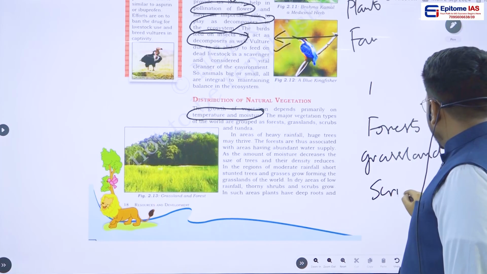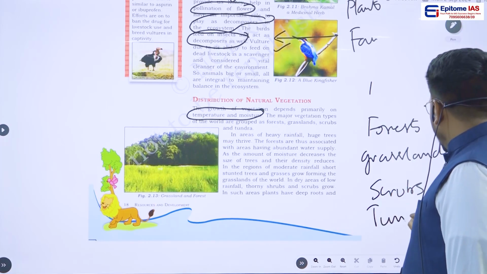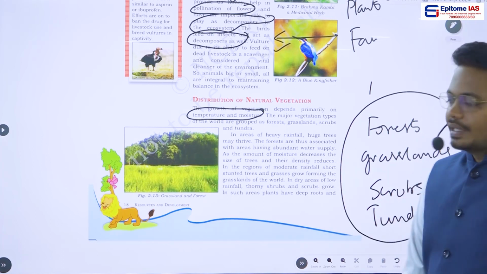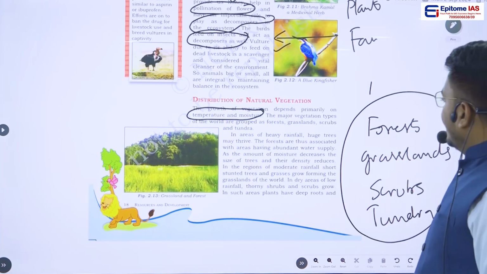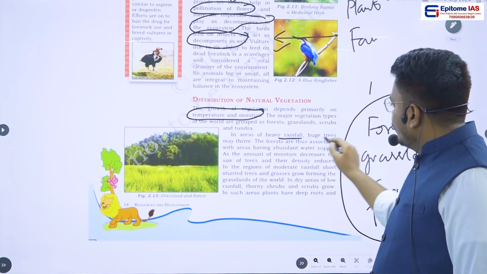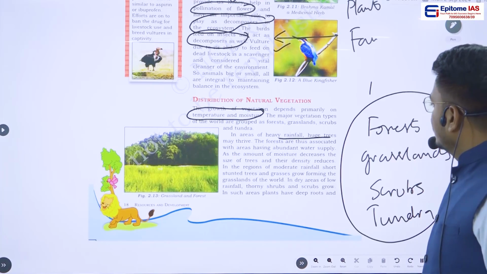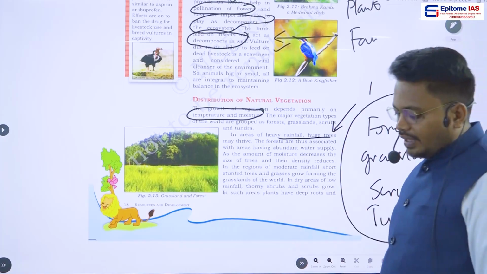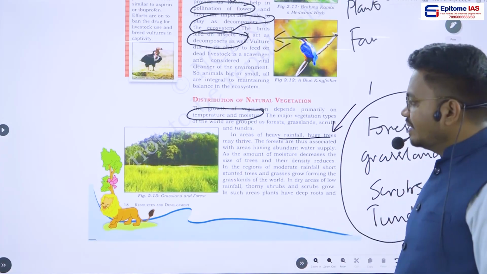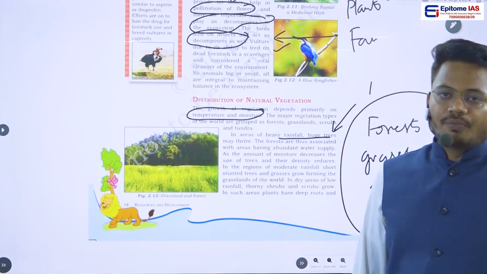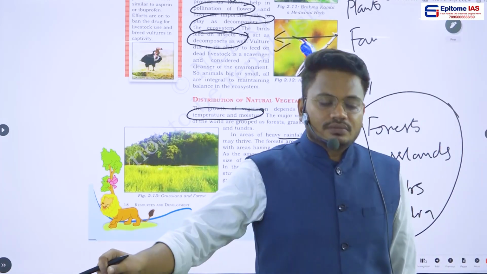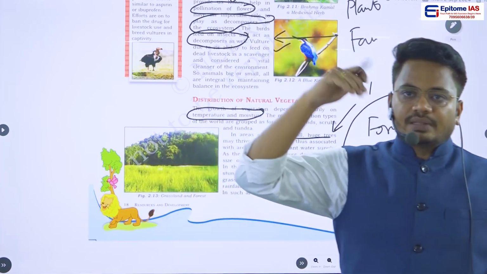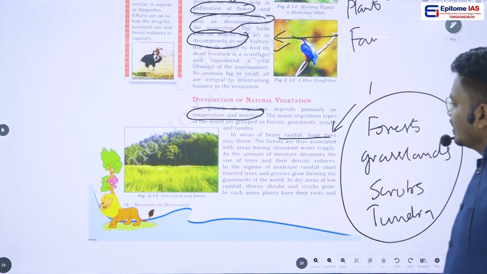Third one, scrubs. Fourth one, tundra. So these are the major vegetations that were spread across the world. If you see the areas of heavy rainfall, huge trees will be seen in these particular regions. In rainforests, obviously, the flora, if you take any plants, will be of higher heights. The length of the trees would be very high.